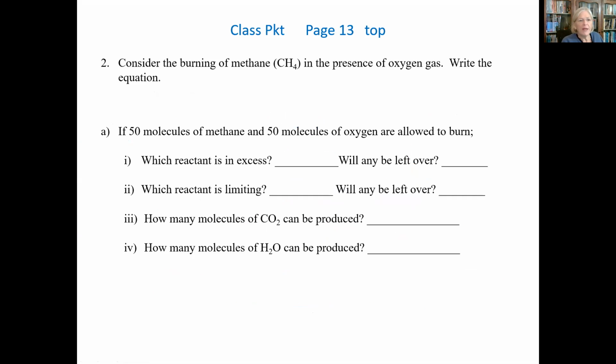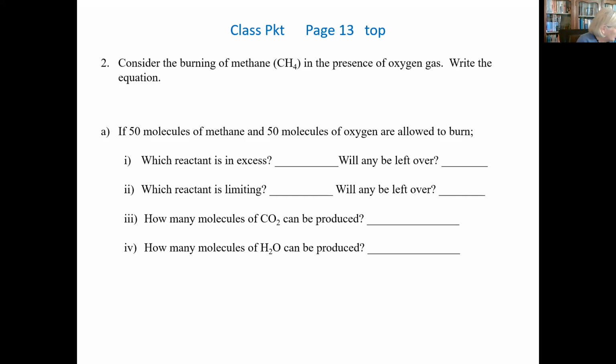All right, page 13. Consider the burning of methane in the presence of oxygen gas. Pause right now and write that balanced chemical equation. All right, I am hoping that you have the coefficient of 1 in front of the methane and the coefficient of 2 in front of the oxygen. If you have a correct balanced chemical equation, we can go on and consider A.